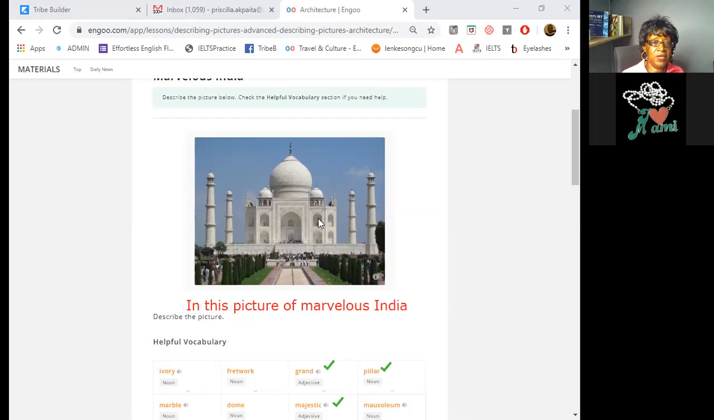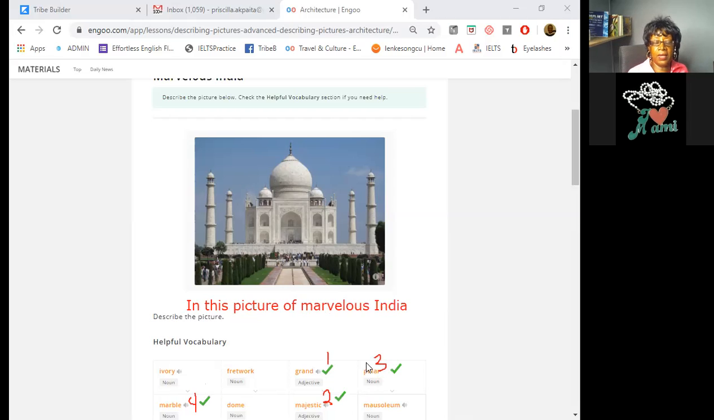Okay? So let me number them for you so that you will get your sentence correct without the unnecessary words. In this picture of marvelous India, I see grand, majestic pillars made of marble. That will be all that you will say. You may begin. In this picture of marvelous India, I see grand, majestic pillars made of marble.